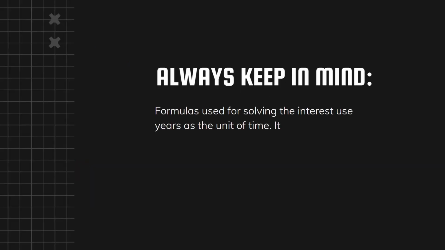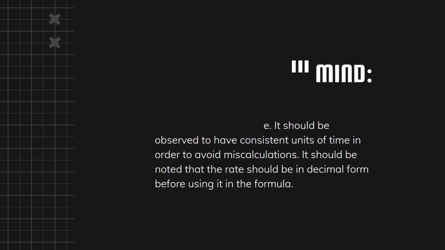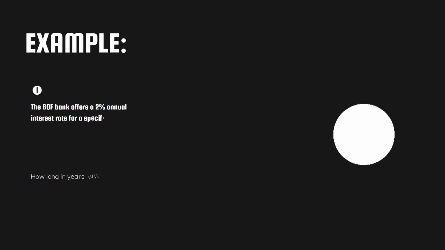Always keep in mind, formulas used for solving the interest use years as the unit of time. It should be observed to have consistent units of time in order to avoid miscalculations. It should be noted that the rate should be in decimal form before using it in the formula. So let's practice what we've learned, shall we?